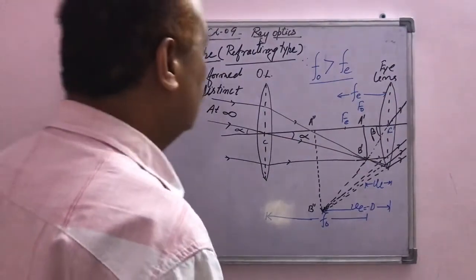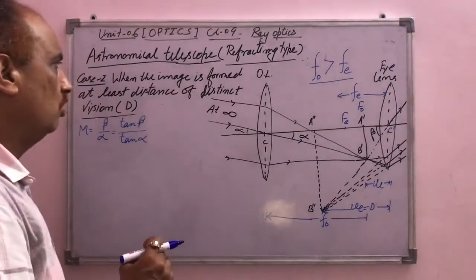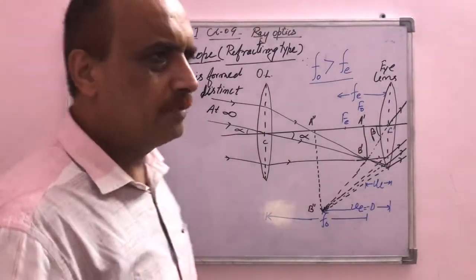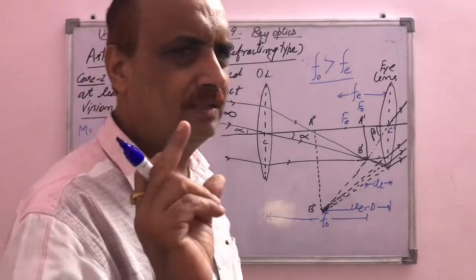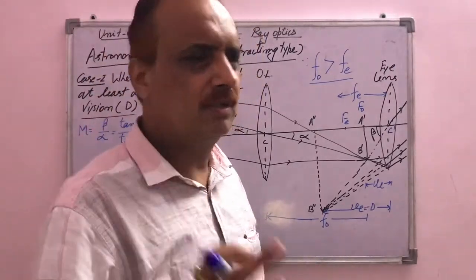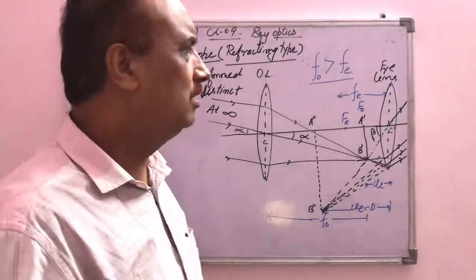Hello students, now in this video we'll discuss the astronomical telescope. There are two types of astronomical telescope in your syllabus: number one, refracting type, and number two, reflecting type. Here we will discuss the refracting type telescope.